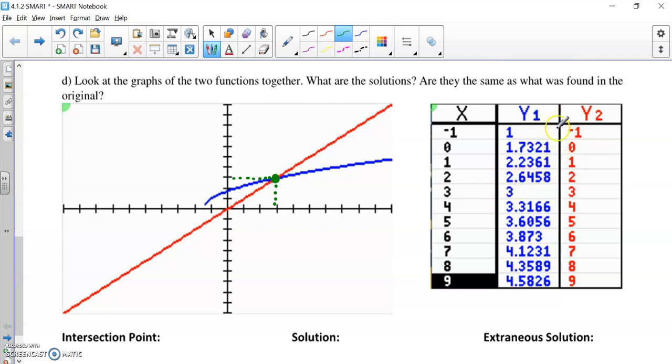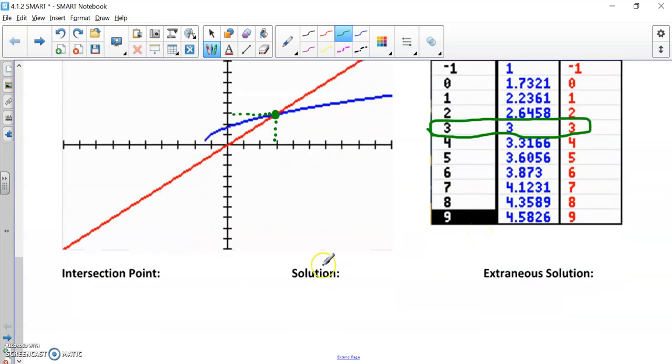So if you look here, you've got to look for where the y1 and y2 have the same number. So like here, for example, 1 and -1, those are different. All of these are different except right over here where they both have a 3. So that tells you that the point that has an x value of 3 and a y value of 3 is where these two graphs intersect.